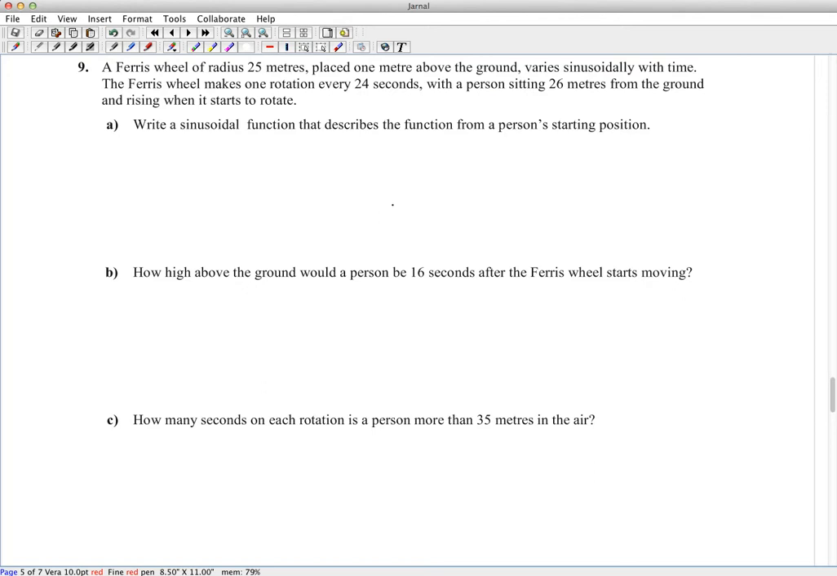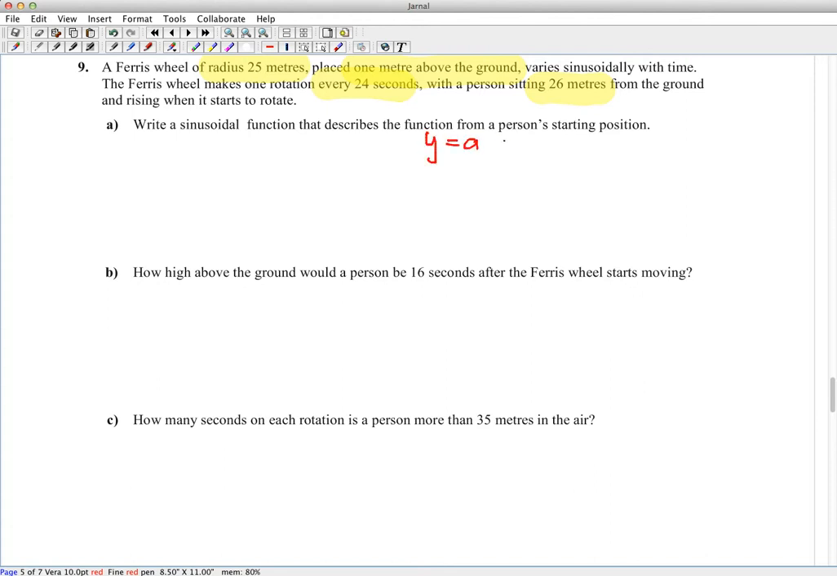Today we're going to be doing Chapter 5, Section 5.5, Question 9, and it's a Ferris wheel question. So the first thing to do is to look at the question and see what information there is. First we can find the radius, which is 25 meters. We know that it's 1 meter above the ground. We know that one rotation is 24 seconds, and that the person at the beginning starts 26 meters above the ground. So with that information, we can fill out the formula.